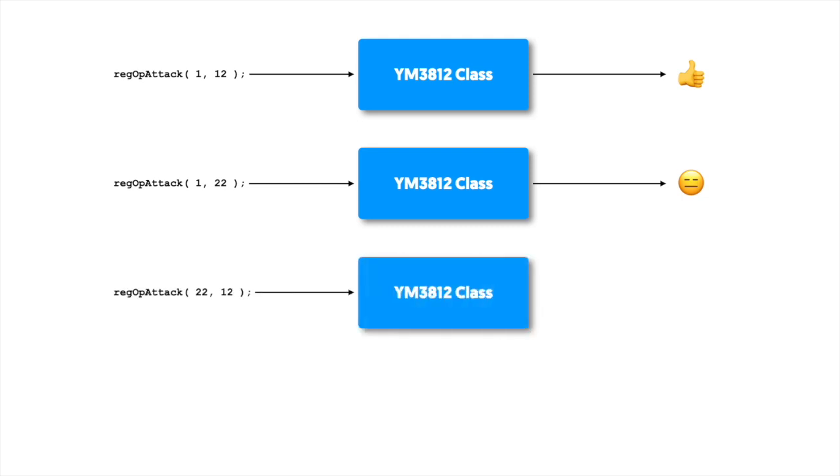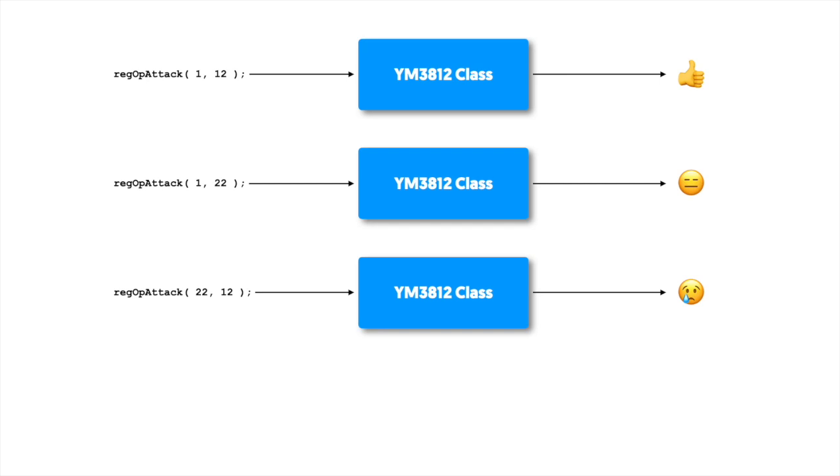Now what if you set the attack value of operator 22 to the value 12? Well, for the YM2151, again, no problem because there are 32 operators. But the YM3812 only has 18. And since we don't do any error checking in our function, this could have some undesirable results.